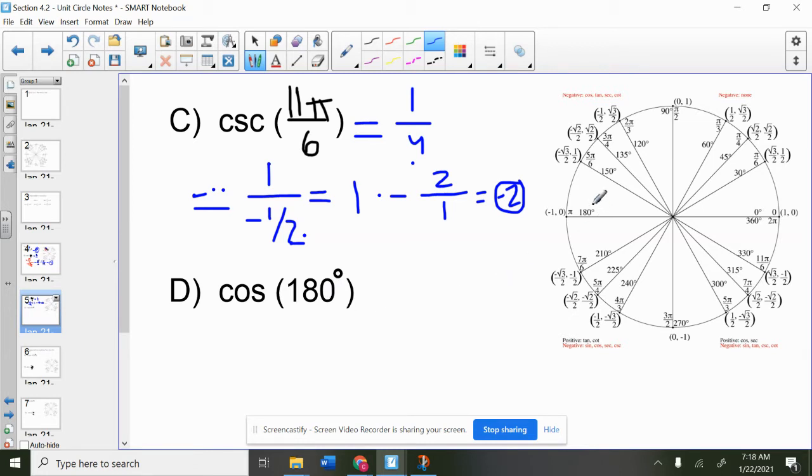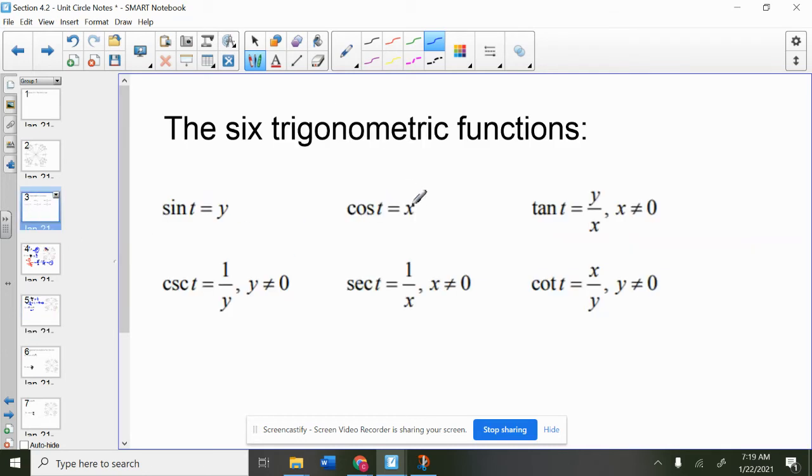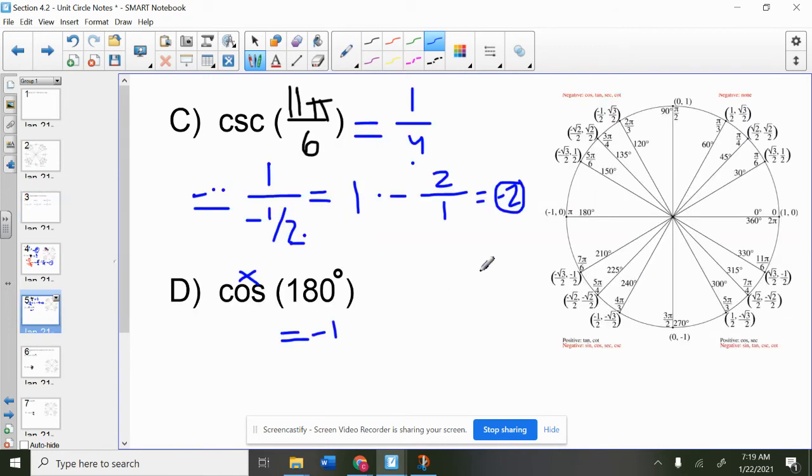Cosine of 180 degrees. So if I got cosine 180, here's 180. Cosine we know is the x value. So the x value at 180 degrees is just simply negative 1. So again, all I'm doing is going to the angle in question. I find it here. I look at the coordinates. At this point, cosine, as we learned up here, is just the x coordinate of that. So I go to the x coordinate. That's just negative 1. I'm finished.